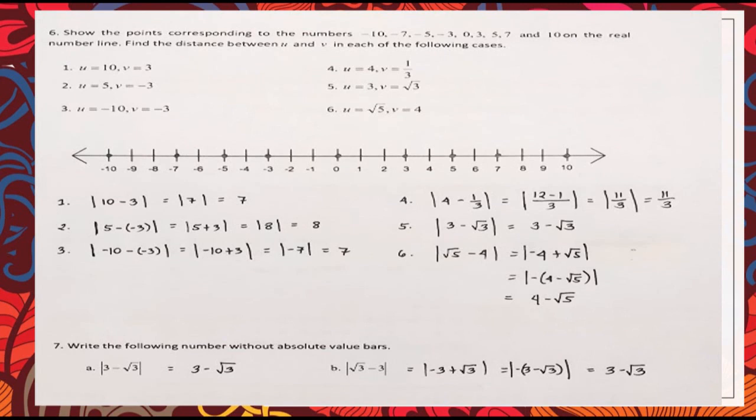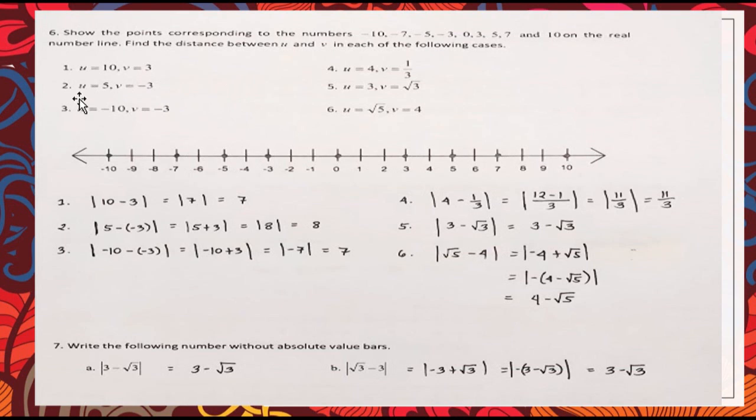Number 6, show the points corresponding to the numbers negative 10, negative 7, negative 5, negative 3, 0, 3, 5, 7, and 10 on the real number line. Find the distance between u and v in each of the following cases. So, number 1, this is our real number line. So, atong gilocate ang mga points, no? Naa diri ang negative 10, diri ang negative 7, negative 5, negative 3, 0, 3, 5, 7, and 10.